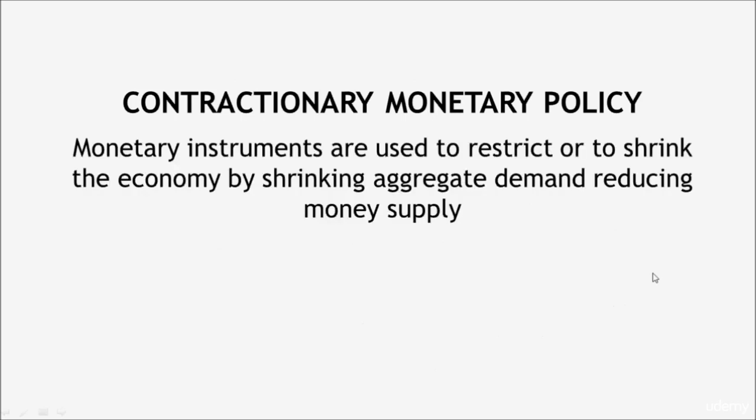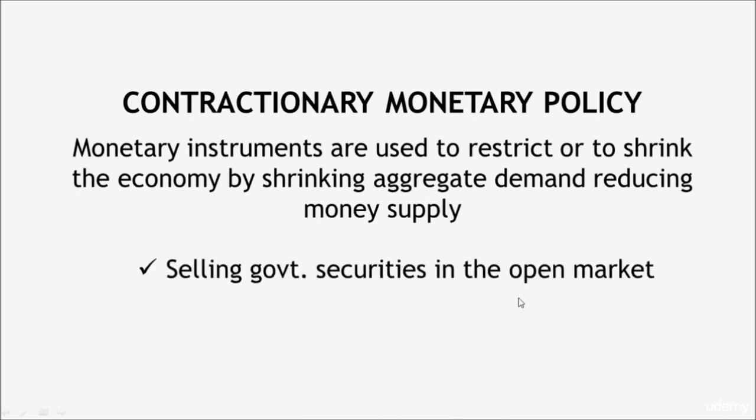Contractionary monetary policy. In this case, monetary instruments are used to restrict or to shrink the economy by squeezing aggregate demand, reducing money supply. In this case, monetary instruments are used in such a manner that they reduce money supply. To exert a contractionary effect in the economy, central bank can sell government securities in the open market. When government securities are sold in the open market, it reduces money supply.